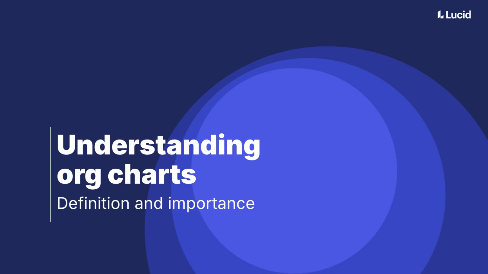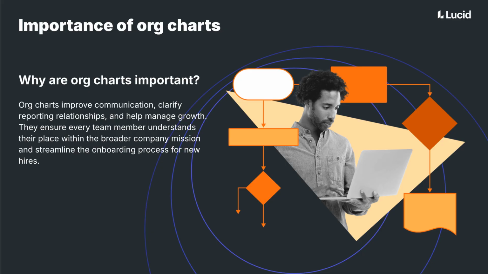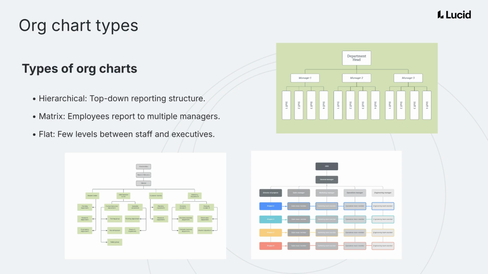It's a diagram that visually conveys a company's internal structure by detailing the roles, responsibilities, and relationships between individuals within an entity. Why are org charts important? Beyond showing who reports to whom, they improve communication and clarify responsibilities, helping teams stay aligned and efficient as the organization scales and evolves.